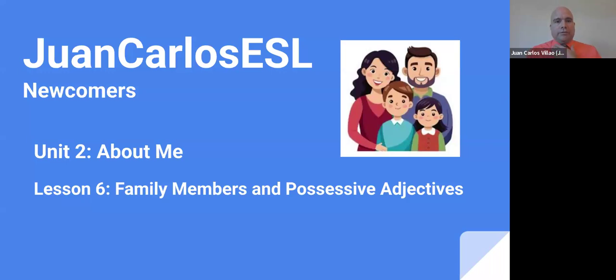All right, so Juan Carlos ESL, Newcomers, Unit 2, es decir, Unidad 2, About Me, Asunto de mí. Lesson 6, Family Members and Possessive Adjectives. Entonces vamos a estar hablando asuntos de los miembros de la familia y adjetivos posesivos. Entonces comencemos.